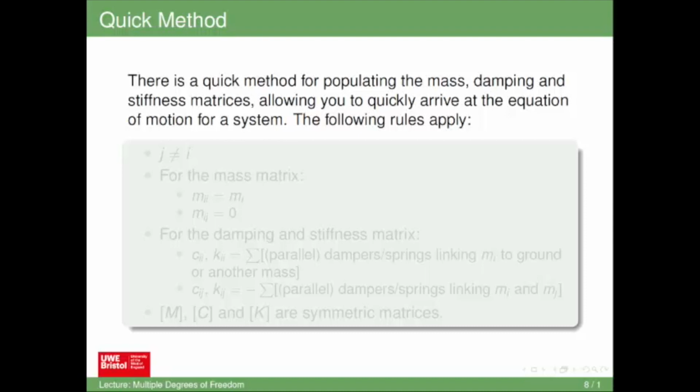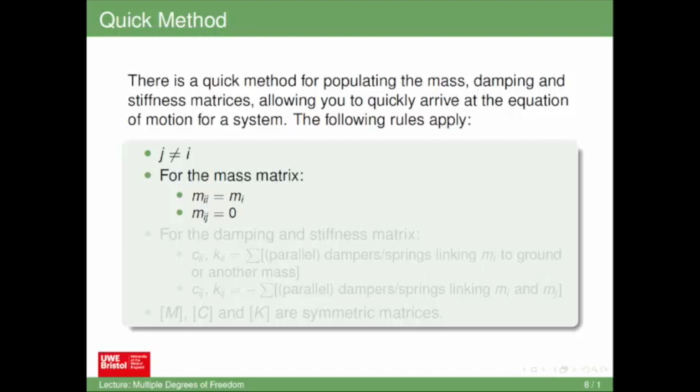So for the mass matrix, when I say M_ii, these are all the positions down the diagonal, down the middle of the matrix. So when you've got the first row, first column, second row, second column, third row, third column, and so on, they're just going to be your masses.